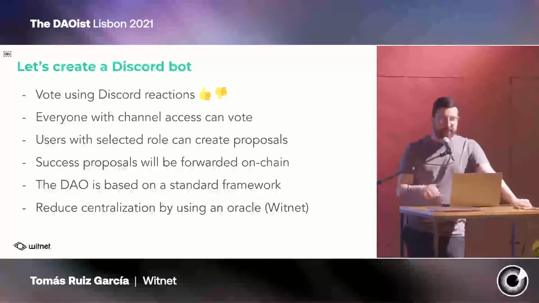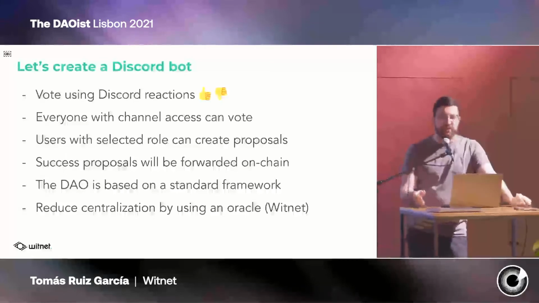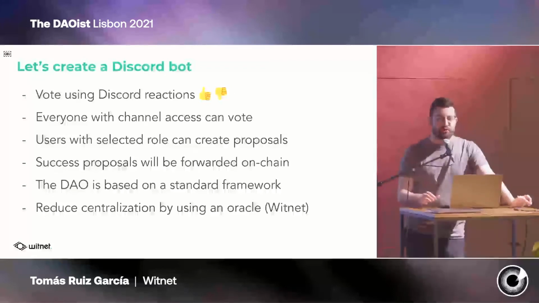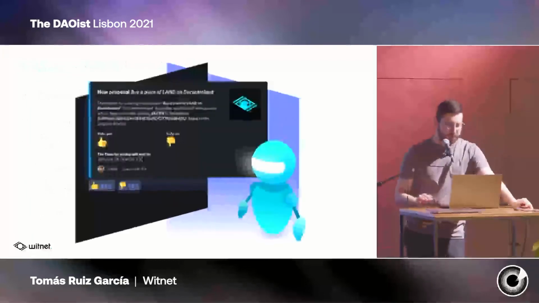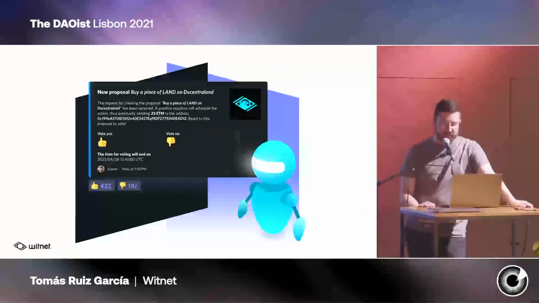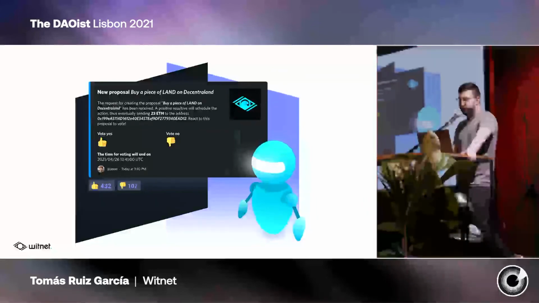And if the proposal gets enough votes, the proposal will be forwarded on-chain and trigger the action. And to reduce the centralization in a way that is transparent to the final users, we are going to use Witnet as a decentralized oracle network solution to try to reduce the centralization that we are adding by using Discord. So this is how it looks using the Aragon Witnet integration bot.